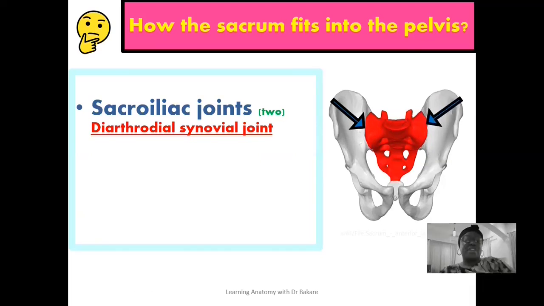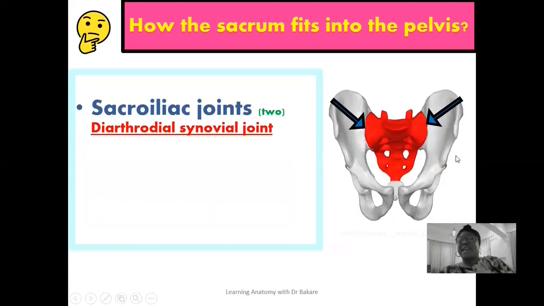This sacroiliac joint, you see that this joint exists between the sacrum, which is highlighted here in red, and also the ilium, which is on this other side. The ilium is a structural component of the hip bone. So the joint that exists at this point is the sacroiliac joint. And it is through these two joints that the sacrum is able to be connected to the ilium.